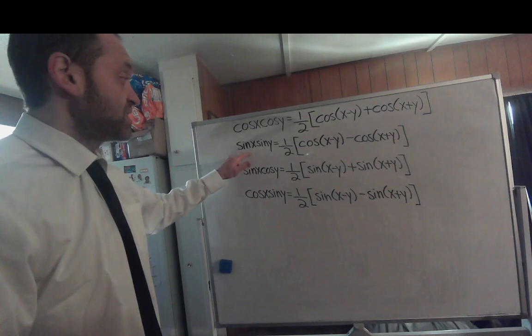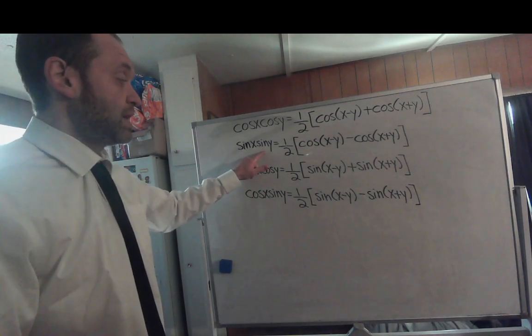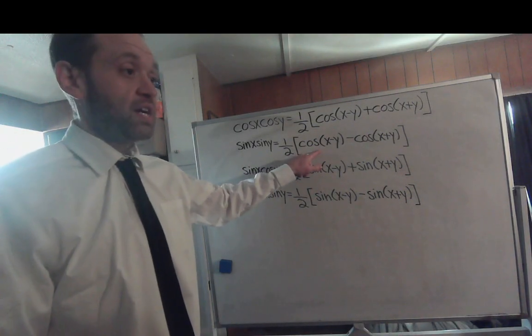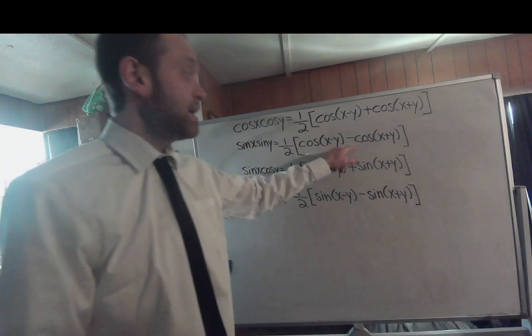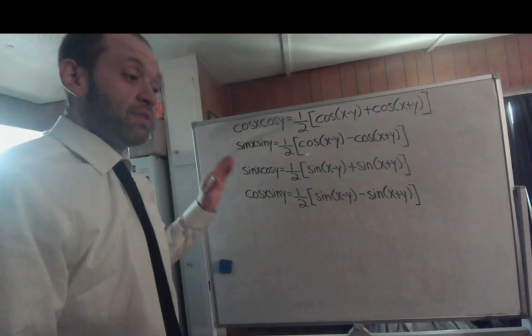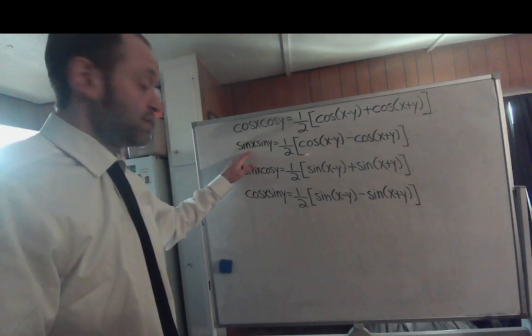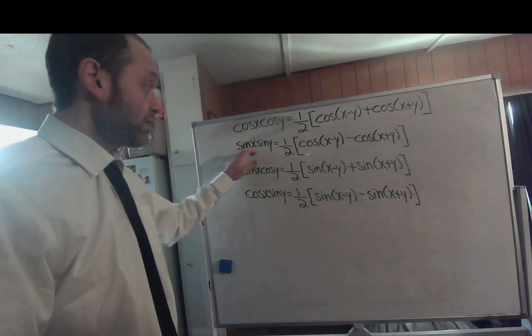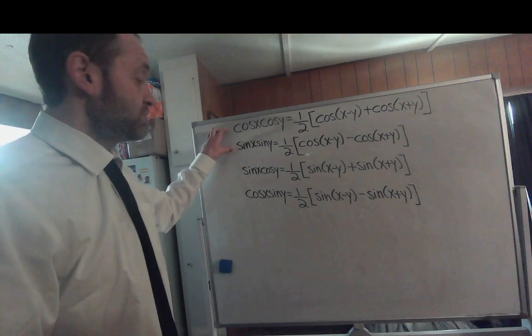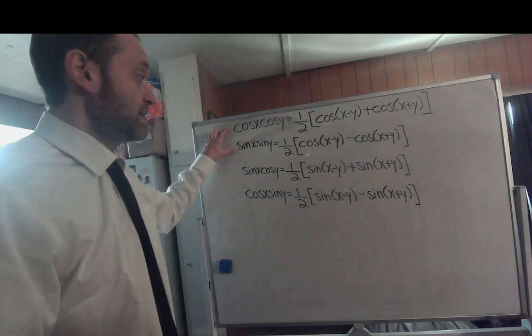Then if you have the sine of x times the sine of y, it equals 1/2 times the quantity of the cosine of x minus y minus the cosine of the quantity of x plus y. And this is where the power reducing formula for sine squared of x comes from. So these first two tie into yesterday's lesson.